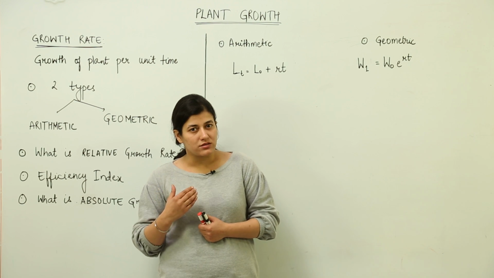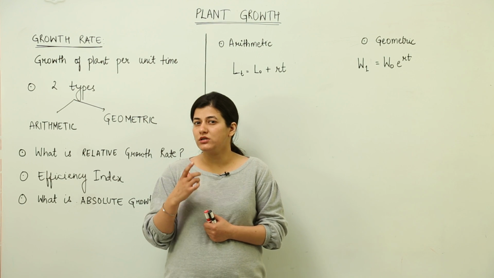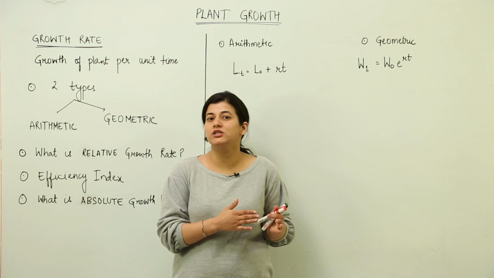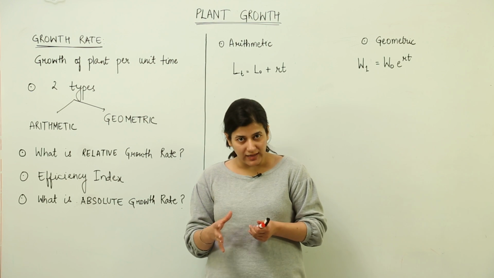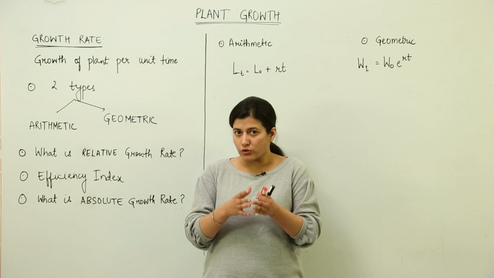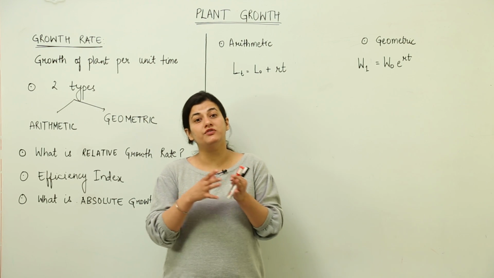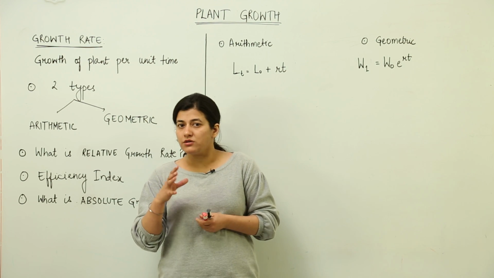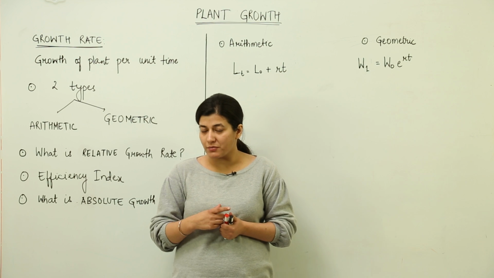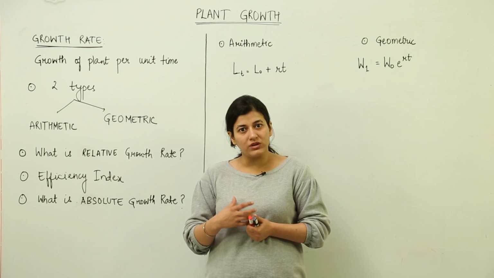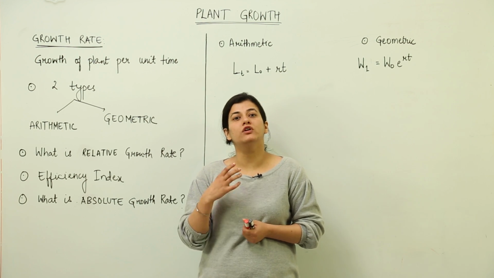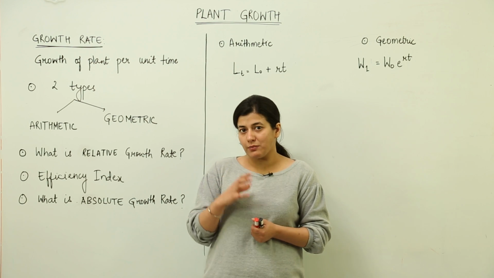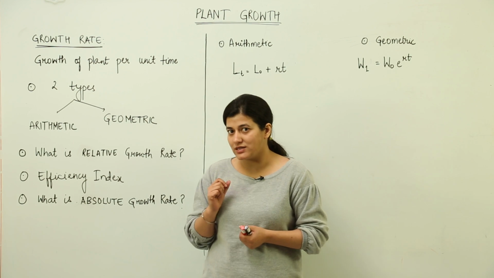There are various ways. Supposedly I'm talking about the growth of a pollen tube. I would measure that growth in terms of length. Supposedly I'm measuring protoplasmic growth. I would measure it in terms of the number of cells given. So you get an idea that growth is measurable, and that measurable growth can be represented in the form of the growth rate. So we basically deal with growth rate in this lesson.